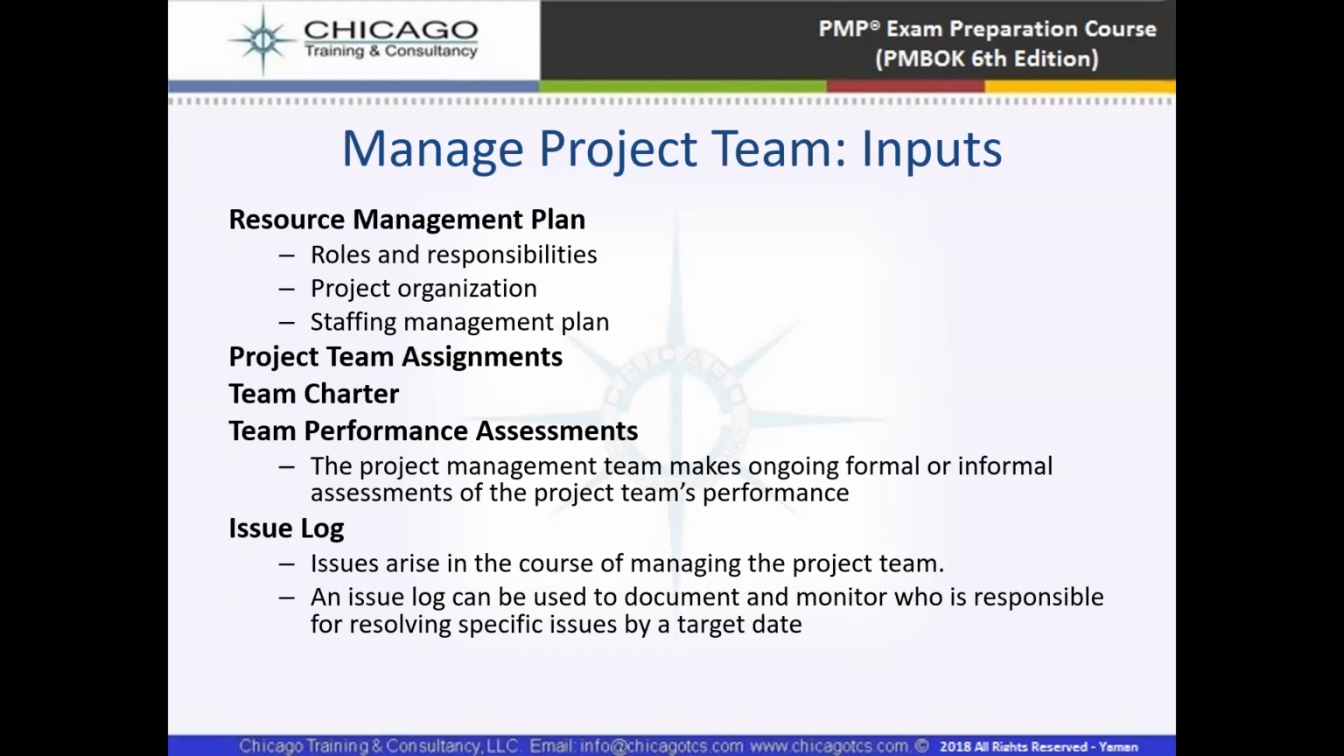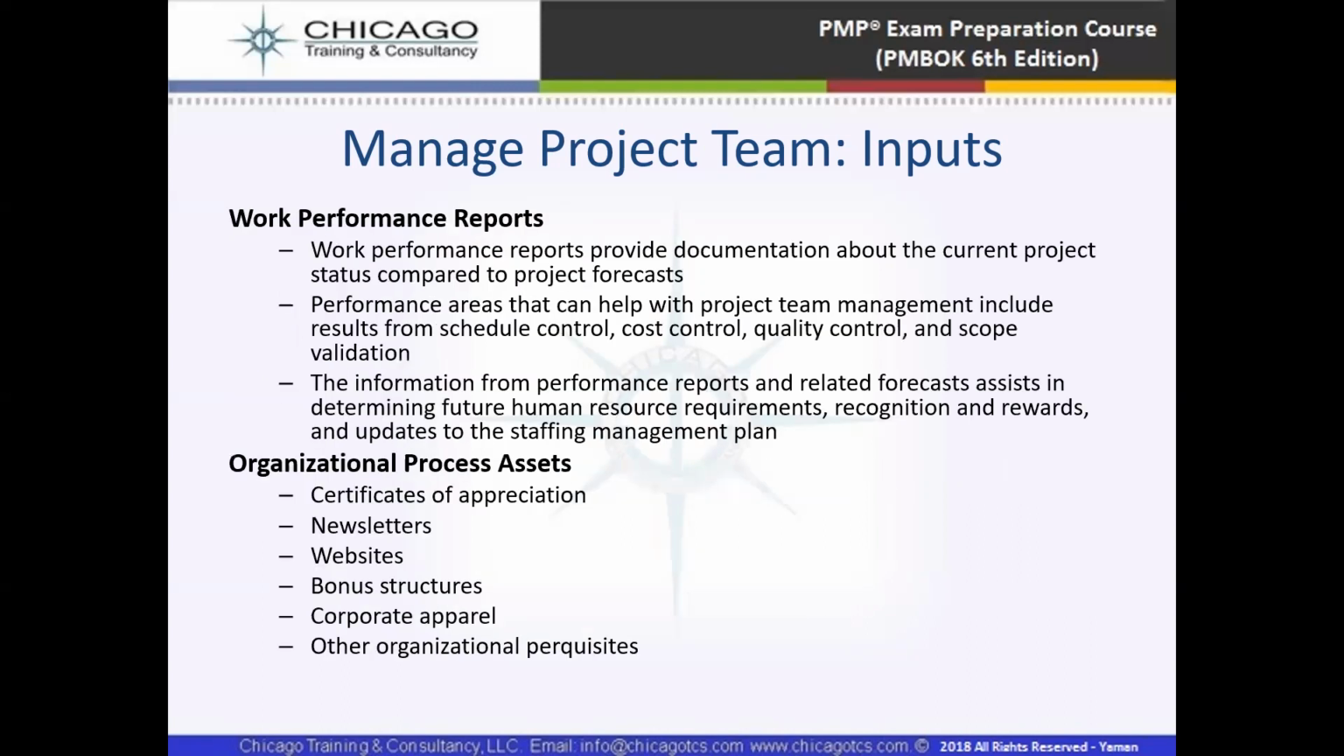And then we have the issue log, like issues that arise in the course of managing the project team. An issue log can be used to document and monitor who is responsible for resolving specific issues by a target date. Another input is work performance reports, which are documents about the current project status compared to project forecasts.